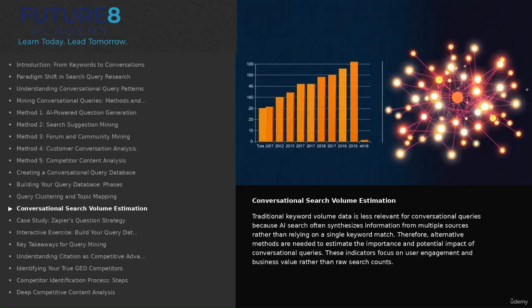Conversational search volume estimation. Traditional keyword volume data is less relevant for conversational queries because AI search often synthesizes information from multiple sources rather than relying on a single keyword match. Therefore, alternative methods are needed to estimate the importance and potential impact of conversational queries. These indicators focus on user engagement and business value rather than raw search counts.